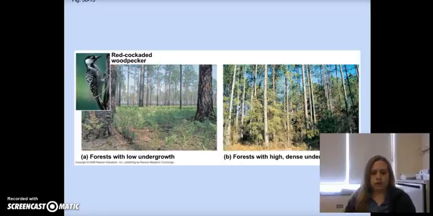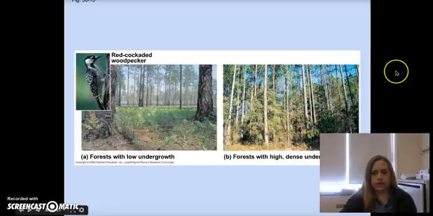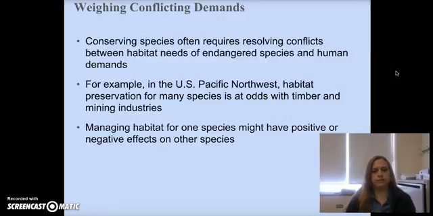What you're looking at here are 2 pictures of forests. This is what a healthy forest should look like. You notice you've got a lot of really tall mature trees, but not as many lower trees. And then when you look at the second picture, you've got very dense, high undergrowth, and that tends to be indicative of a much lower quality forest. This is what the woodpeckers needed, but this is what a lot of them were living in, and that's what caused the decline in population.